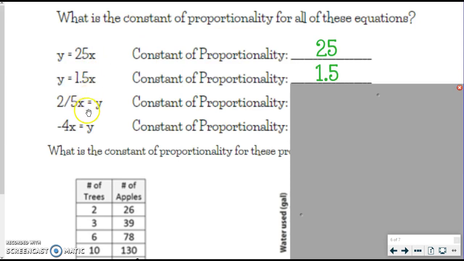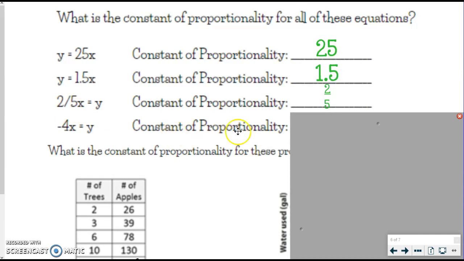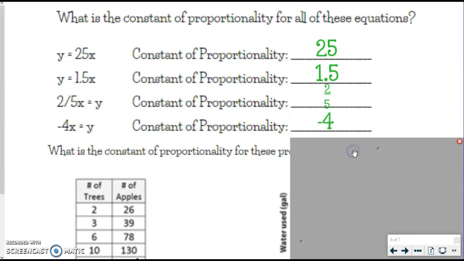Very simple. Okay? Even though this is flipped around, we can still figure out whatever's being multiplied to x, in this case 2/5. So that's our constant. And our constant in this case is -4. Okay, it's just the number being multiplied to x. That's what the constant of proportionality is.